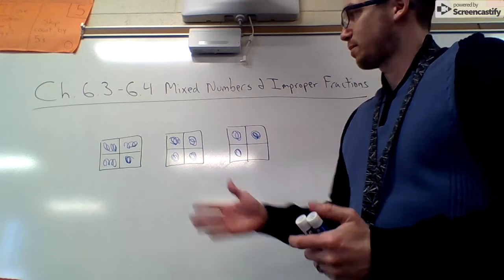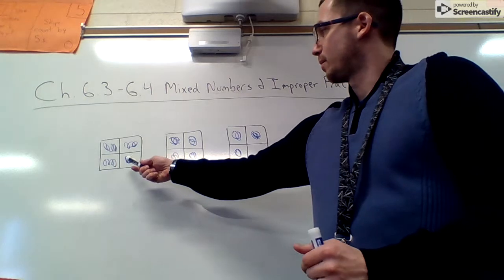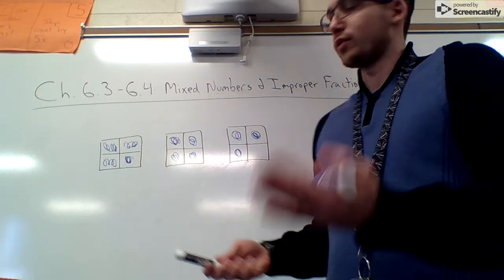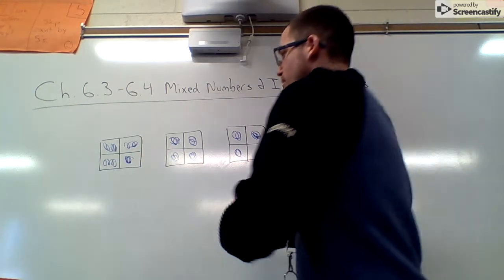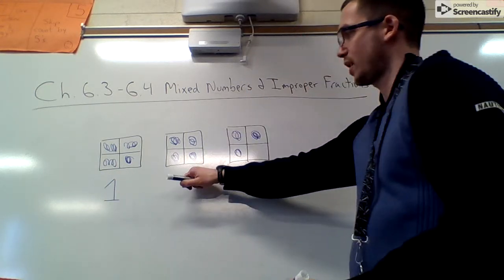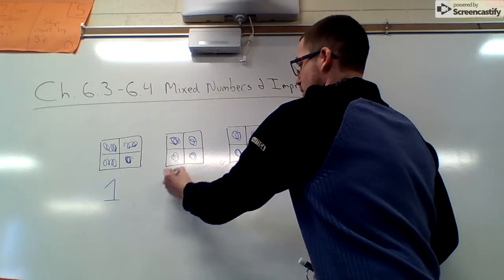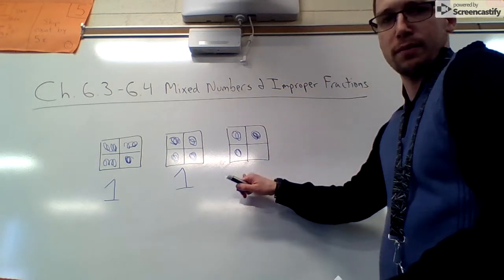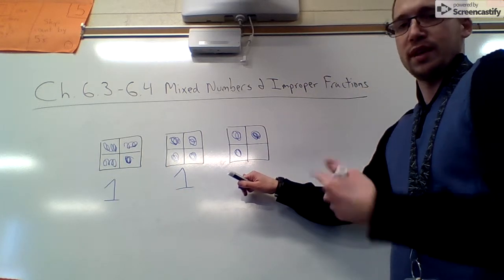So if I were to look at this picture, I would say, well, I have the whole square shaded in. So I could rename this and call this one whole. And if I take a look at the second picture, I also have one whole. And if I take a look at my third picture, I would name that as 3/4.